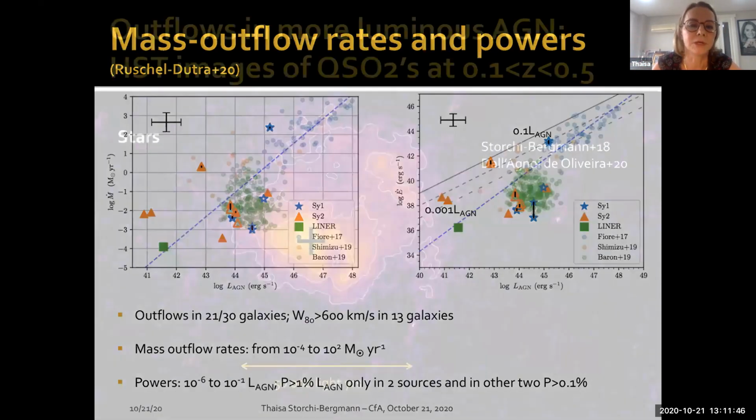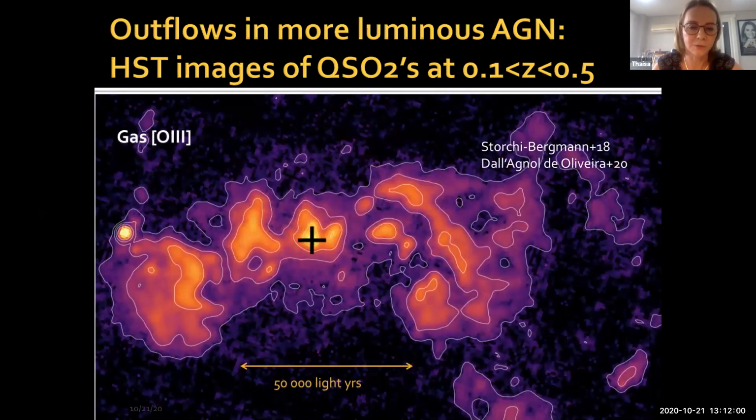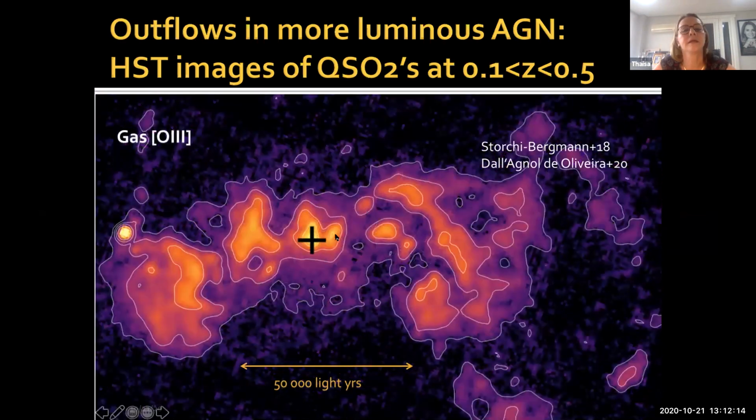Okay, I want to dedicate more time now to these quasars that are more luminous AGN, where I was expecting to have a more powerful feedback from the AGN. You can compare here, this is the continuum image that shows the stars. We can see that there is apparently an interaction going on here. And this is the emission line gas in O3 that we got. These are HST images from a paper in 2018 with some collaborators.